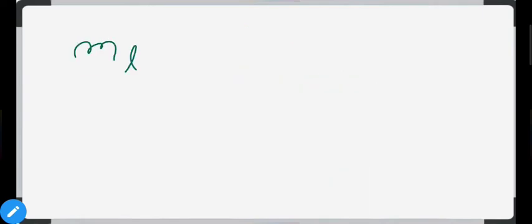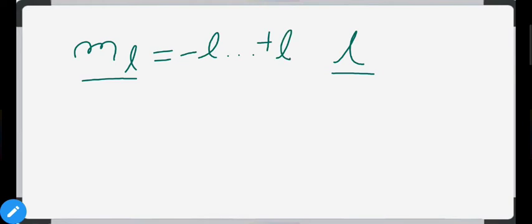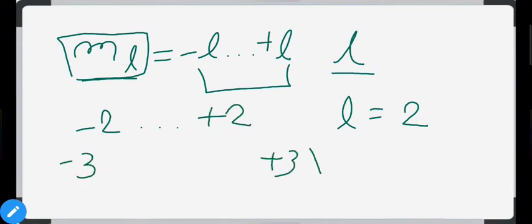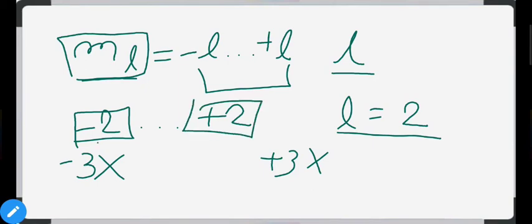Similarly, the relationship between ML and L. As mentioned earlier, values of ML depend on the L value, and it will start from minus L to plus L. It cannot be greater than or smaller than this range. That means if L is equal to 2, then possible values of ML will start from minus 2 to plus 2. It cannot be minus 3 or plus 3. These values are not possible. The minimum value possible for ML if L is equal to 2 is minus 2 and the maximum is plus 2. It cannot be beyond that.